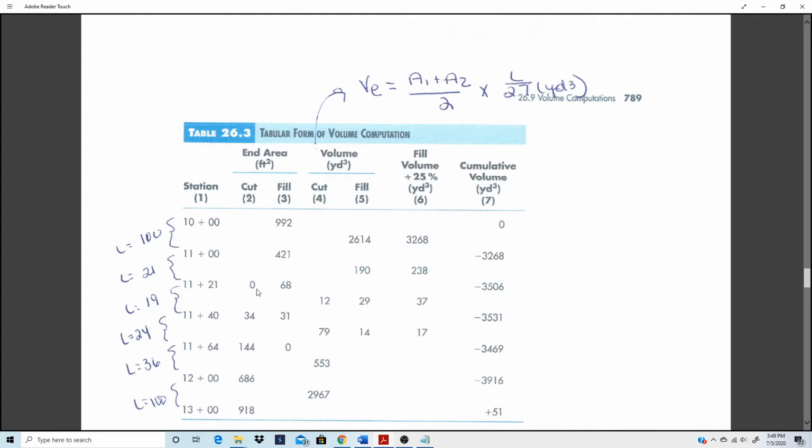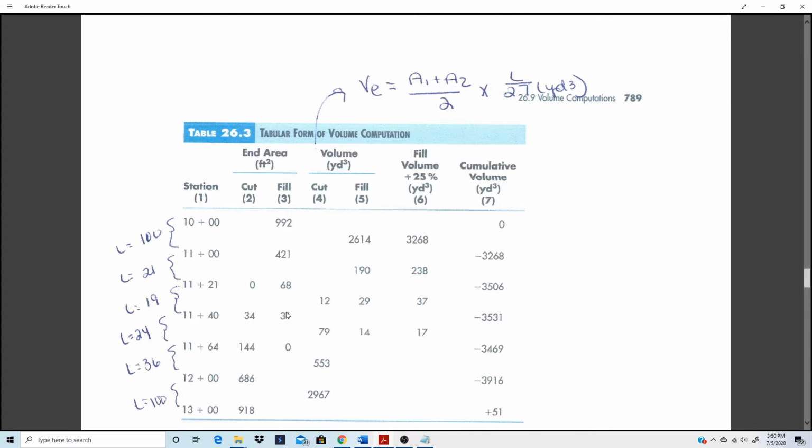So again, for this particular one, we've got a 0 cut here. This is where it transitions, so you'll actually need a 0 here. And that way we can take an average of the two here. So 0 plus 34 is 34. And divide that by 2 times 19 and divide it by 27. So I'm getting roughly 11.96. Now that's the cut side. We don't add a factor to the cut side, only our fills.